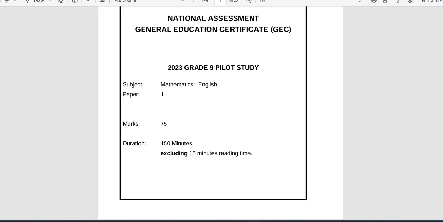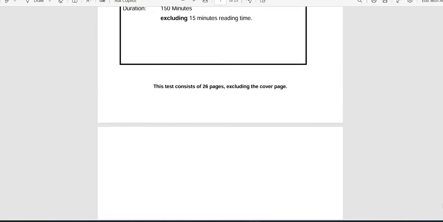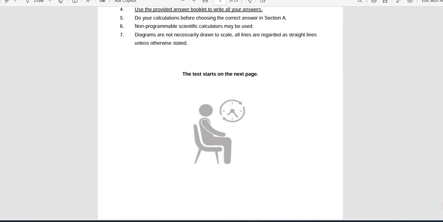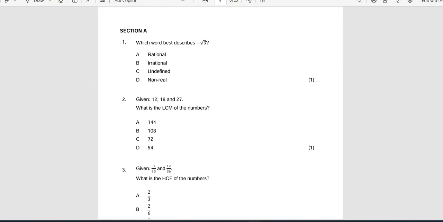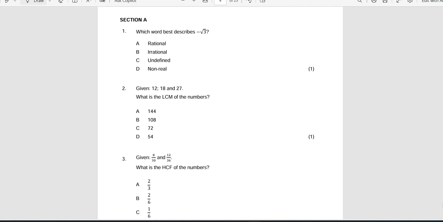All right, guys, before wasting any more time, let's get started with our question for today. Section A: which word describes minus square root of 3? Number A, rational. Number B, irrational. Number C, undefined. And number D, non-real. Which one describes it?